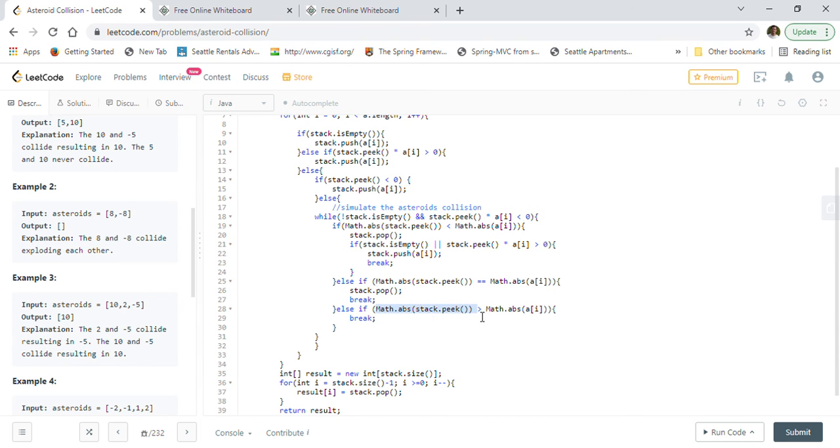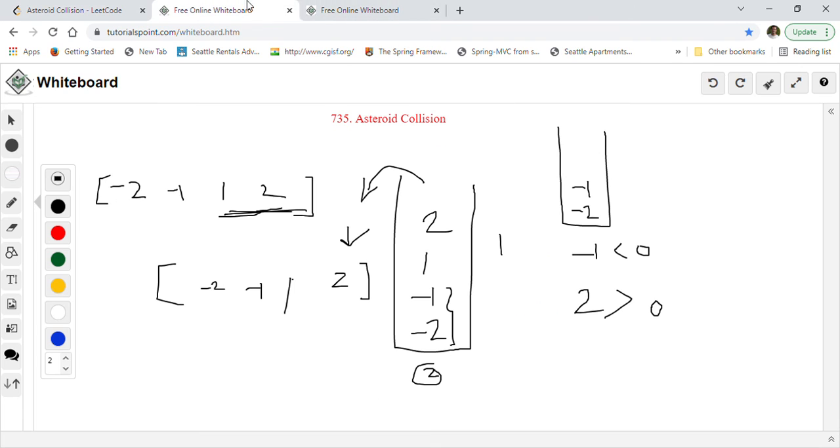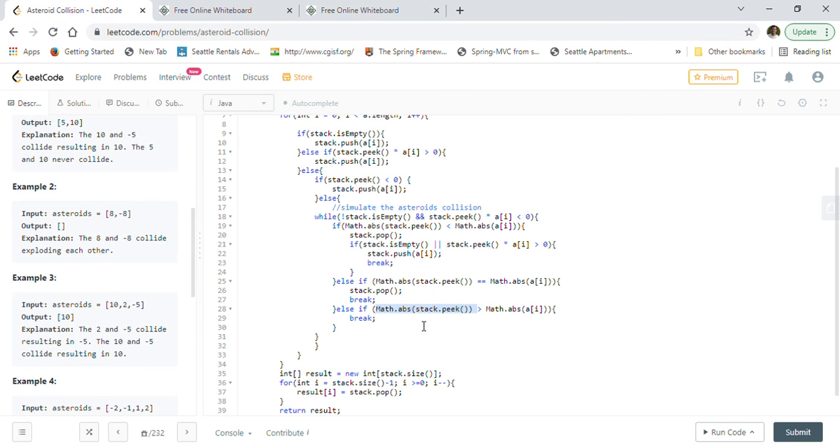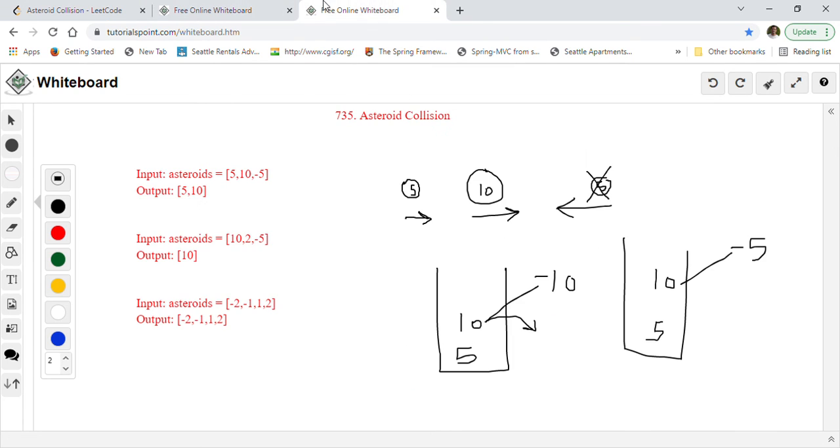Otherwise, if the top value is more than this value, for example, we have 5, 10, and an asteroid which is coming from the other direction with a minus 5 weight, let's say. So 10 is bigger than 5, so in that case we will break from the while loop because no collision is possible. 10 is already bigger, so the incoming one will disappear, and there won't be any change to the stack values. So that's what we are simulating.